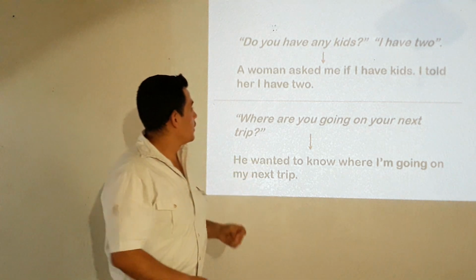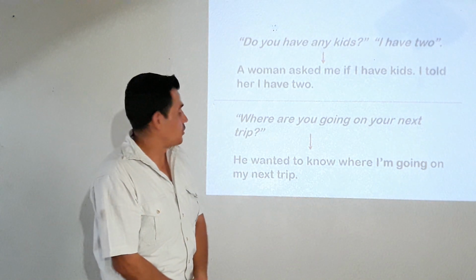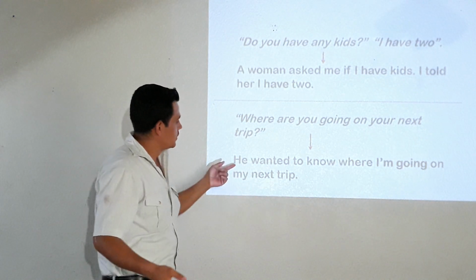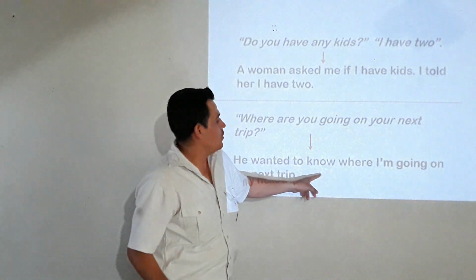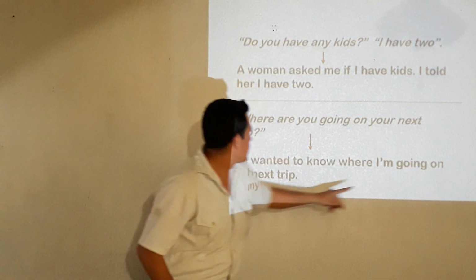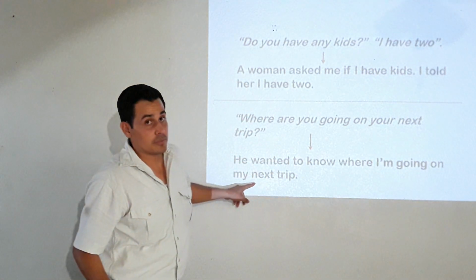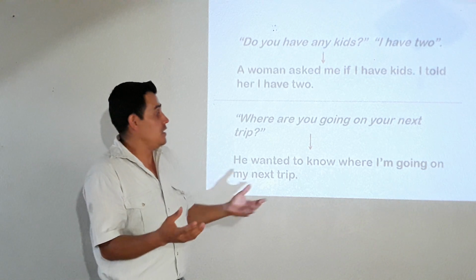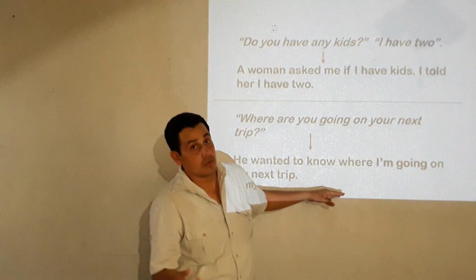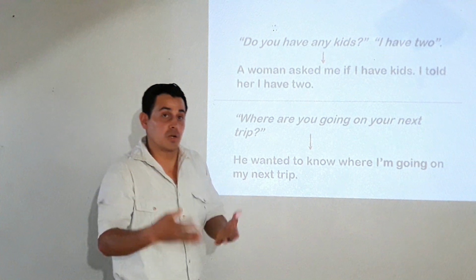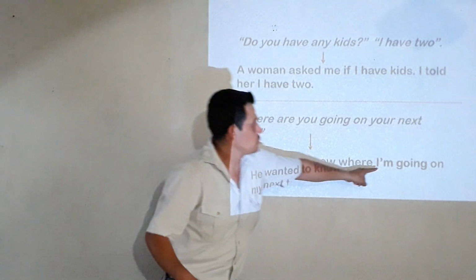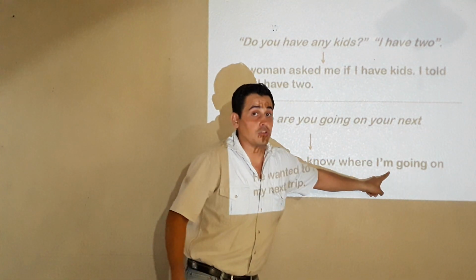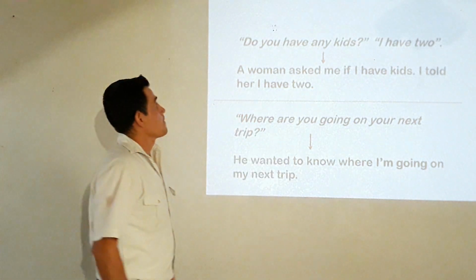Where are you going on your next trip? That's another question. And then you report, he wanted to know where I am going on my next trip. You don't say where I was going. It is still relevant. It is still in the present. It is still important to use. So you have to use the present.